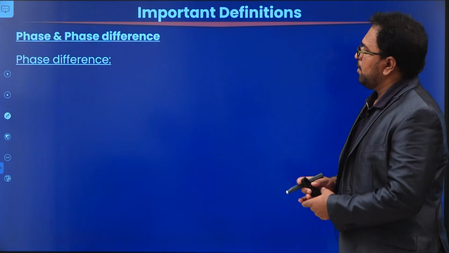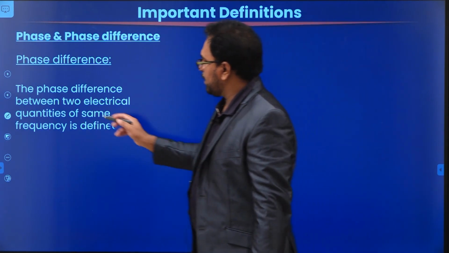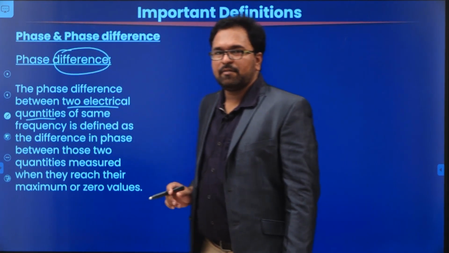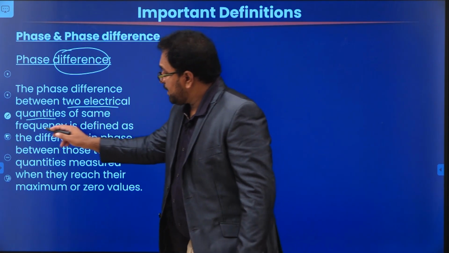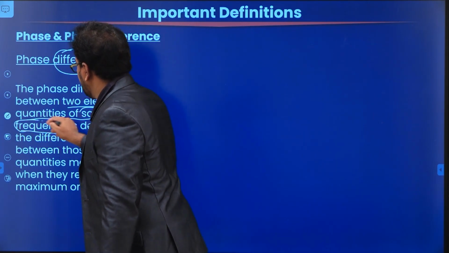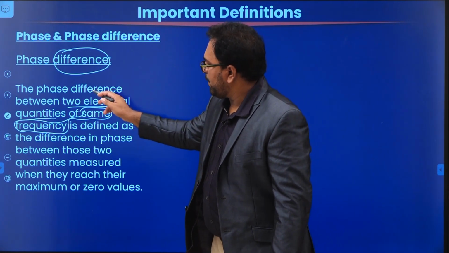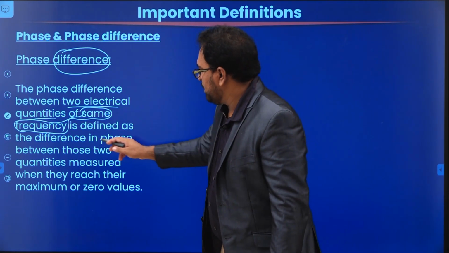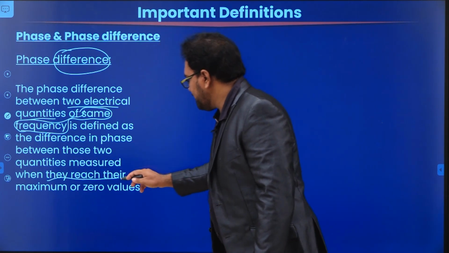Okay. So what is the definition of phase difference? The phase difference between two electrical quantities. When you are going to calculate a difference, one single variable is not sufficient. That's why you are going to consider 2 different electrical quantities of the same frequency. So keep in mind that the 2 electrical quantities must have the same frequency. When you want to find the difference between 2 electrical quantities of the same frequency, how are you going to calculate the difference? That is the difference in phase between those 2 quantities measured when they reach either maximum or 0 values.